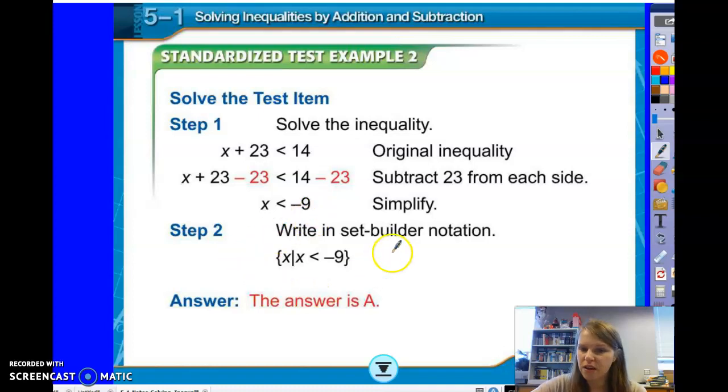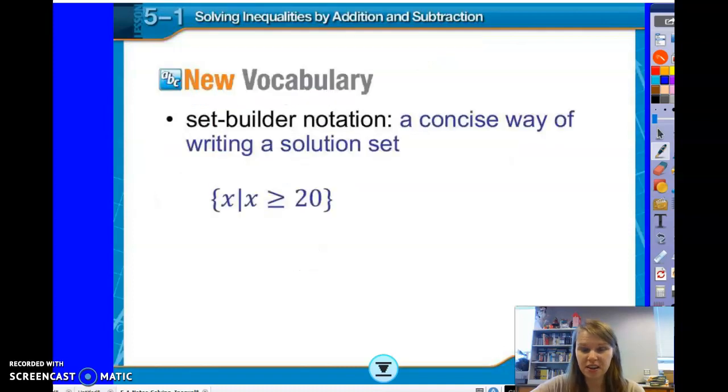So they wrote their answer in set builder notation. We might have just said x is less than negative 9. But set builder notation is kind of a fun way to write our answer here. It says it's a concise way of writing a solution set. So what we're saying here is, for all values of x, x has to be greater than or equal to 20. We've used these symbols before, and again, this just means the set. I know it looks kind of funny, but we're just saying for any number x, x is greater than or equal to 20.